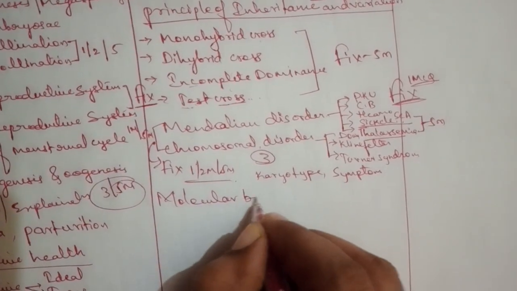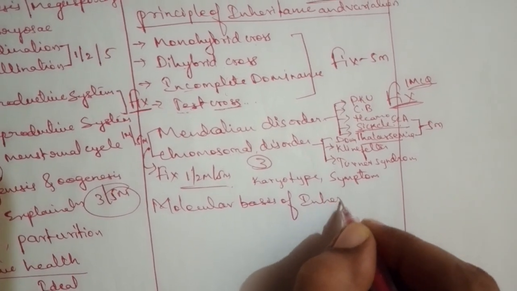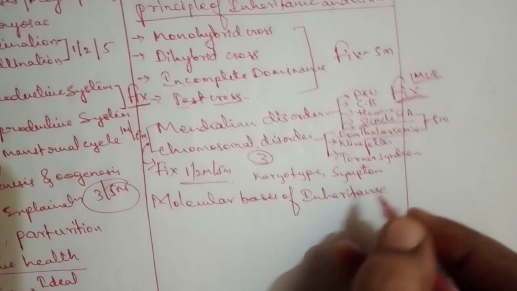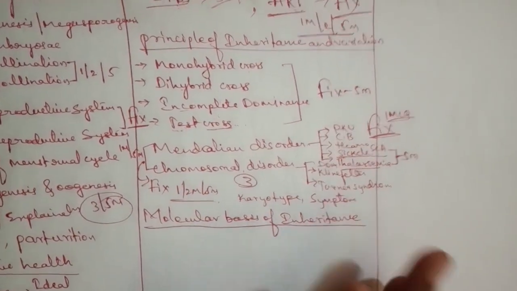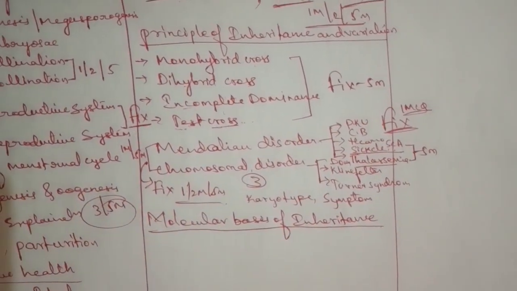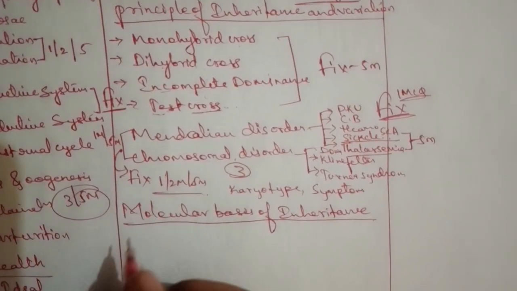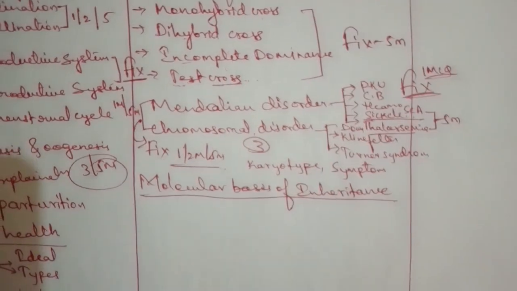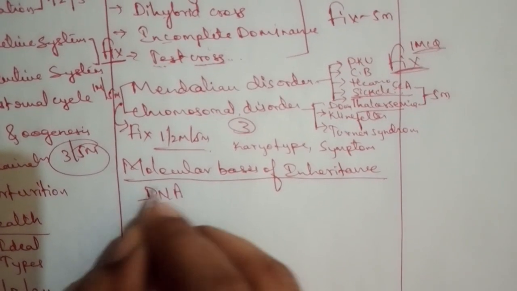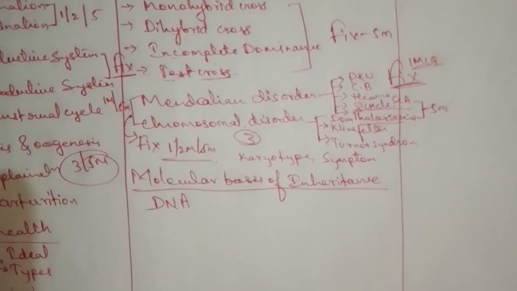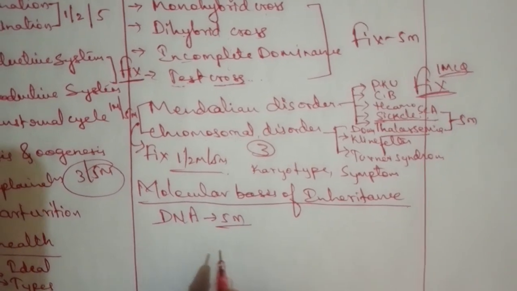Molecular basis of inheritance. So you know that again this is one of the biggest chapters, similar to principle of inheritance and variation. Both together, you can get 14 marks from this 4th chapter. So here in molecular basis of inheritance you are going to get DNA structure and its composition, how the DNA has been formed. Along with that, the structure of DNA can be asked for 5 marks.